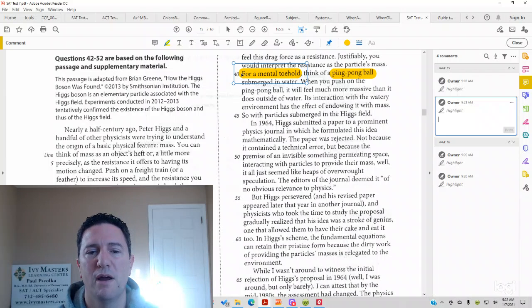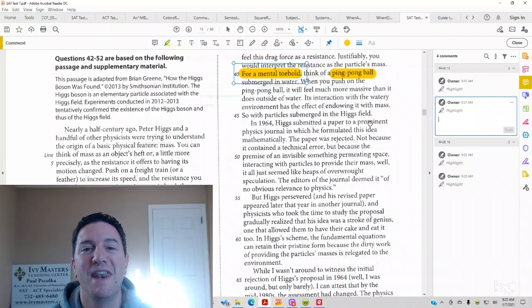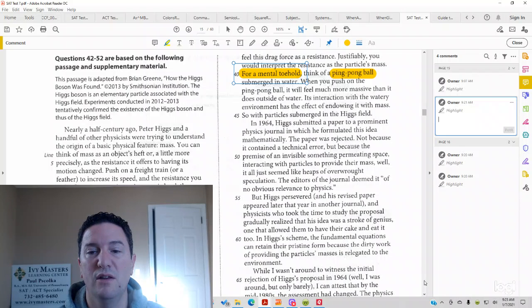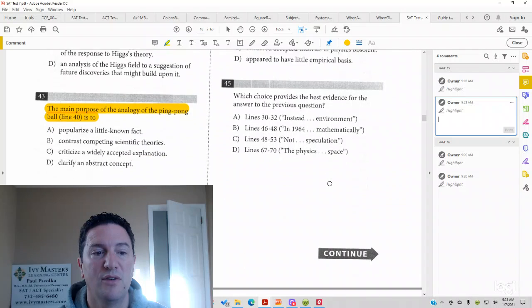That's a different paragraph here. So for a mental toe hold, in other words, it's trying to help you understand that the environment will give the resistance. Think of a ping pong ball submerged in water. When you push on the ping pong ball, it will feel much more massive than it does outside the water. Its interaction with the watery environment has the effect of endowing it with mass. So with particles submerged in the Higgs field. So the ping pong ball analogy is to help you understand the Higgs field. The water is like the Higgs field. The ping pong ball is like any object that is within the Higgs field.